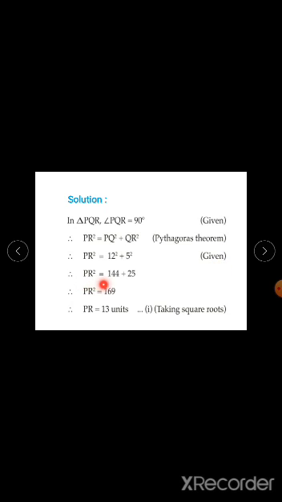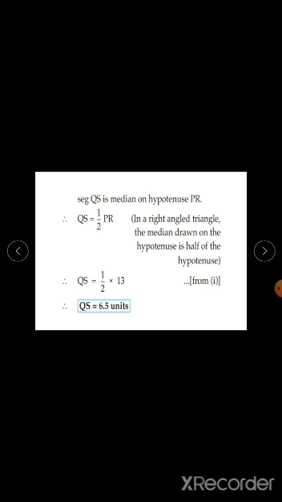Therefore, PR squared equals 144 plus 25, which is 169. Taking the square root, PR equals 13 units, since the square root of 169 is 13. This is your equation 1: PR equals 13 units.